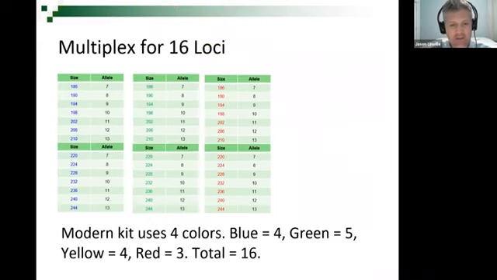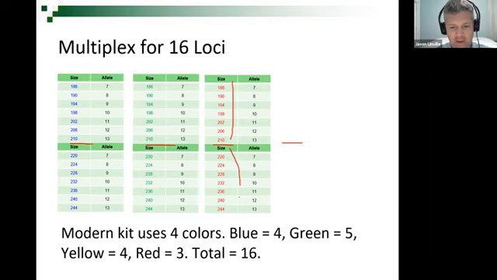All right, so it's actually a combination of changing dyes and changing when they come out, where we can very easily multiplex for 16 loci. Okay, because picture this, picture we have 4 colors: blue, green, yellow, which I don't show here, and red. And picture we can go down 186 to 210.